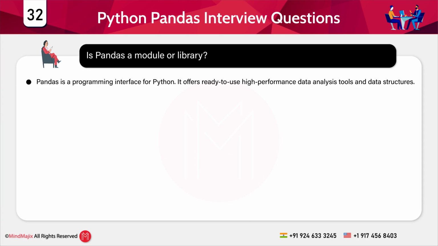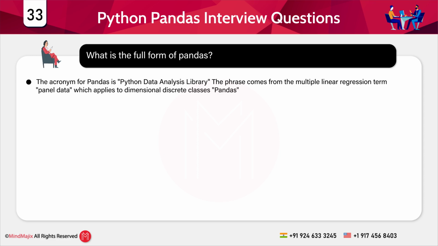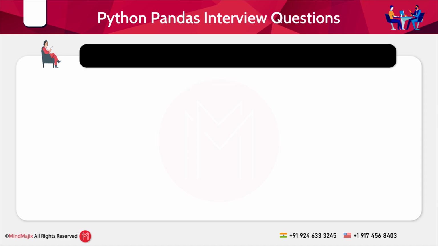The next question is, is pandas a module or a library? Pandas is a programming interface for Python. It offers ready to use high performance data analysis tools and data structures. Pandas is a Python package for analyzing the data and data science that runs on top of NumPy. What is the full form of pandas? The acronym for pandas is Python Data Analysis Library. The phrase comes from the econometrics term panel data, according to Wikipedia.